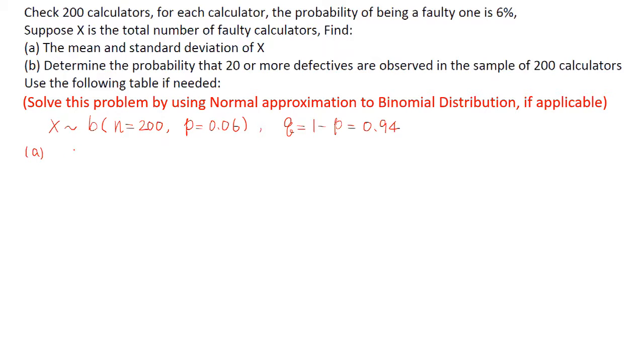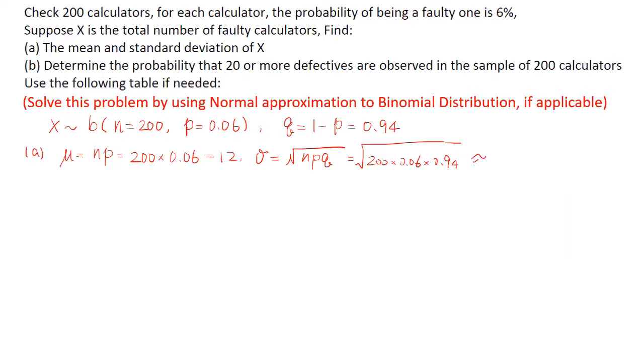Okay, so A. Mu is NP, which is 200 times 0.06, which is 12. Okay, standard deviation, sigma, is the square root of NPQ, which is 200 by 0.06 by 0.94, which is approximately 3.36.